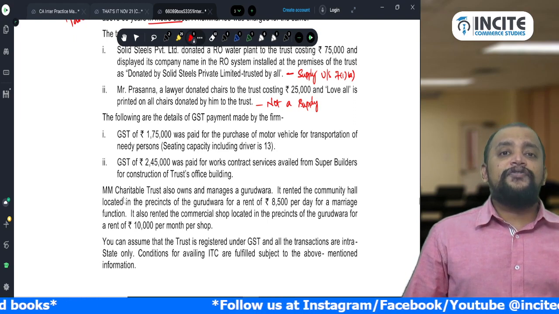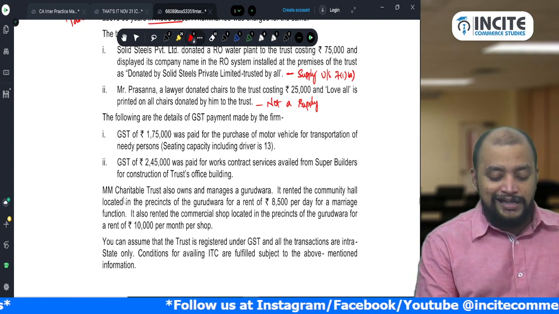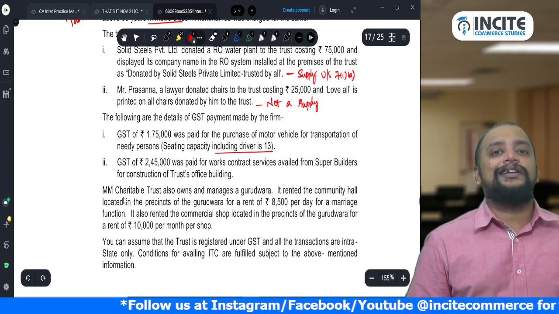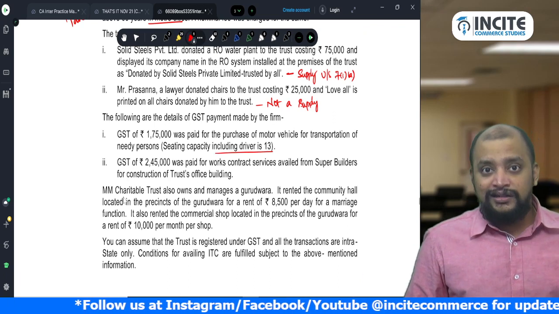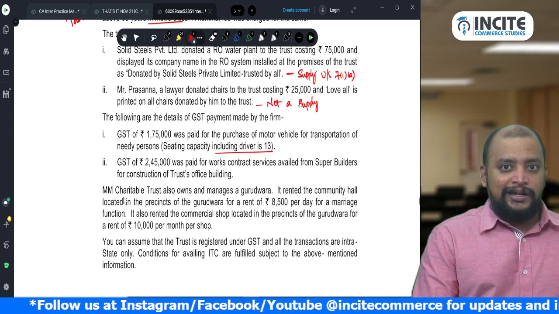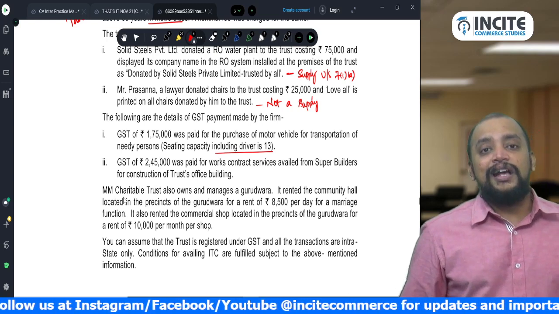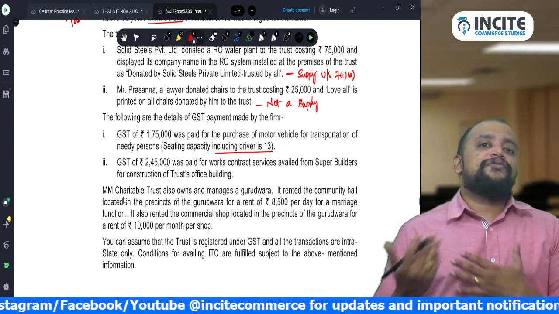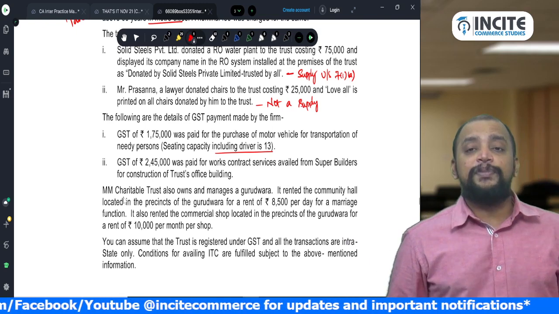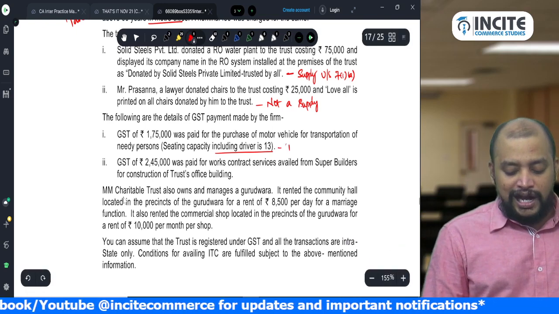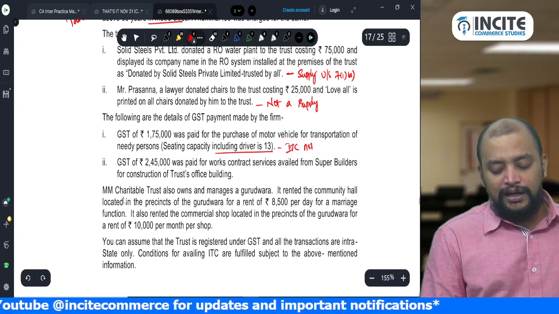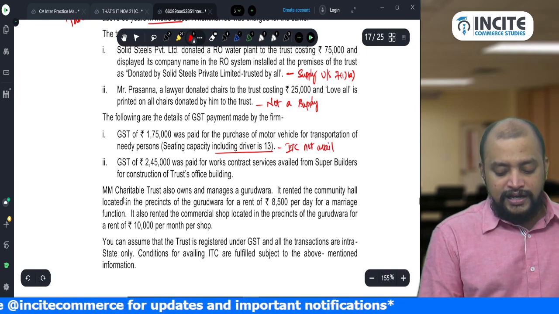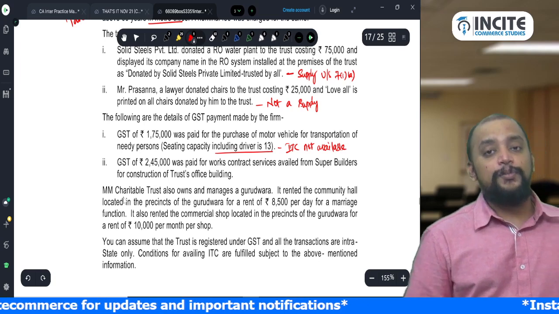So motor vehicle for transportation of persons, capacity does not exceed 13, including driver, is a blocked credit and it is not coming under the exceptions here. So it is not for further supply, not in the business of transportation of passengers, not for imparting driving skills. Therefore, ITC not available in this case. It is a blocked credit.